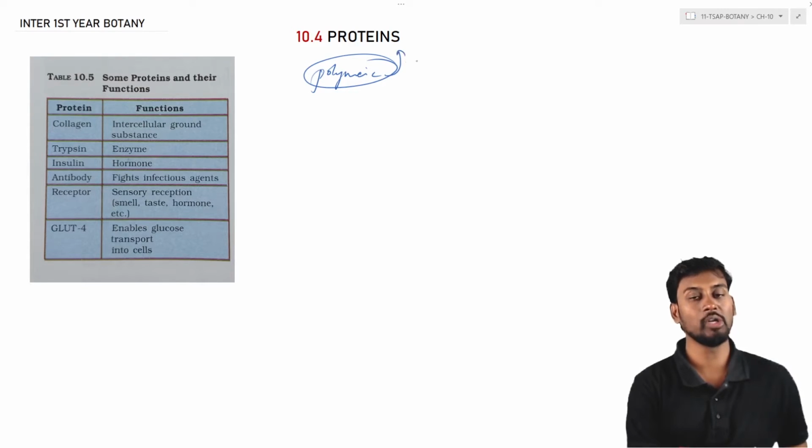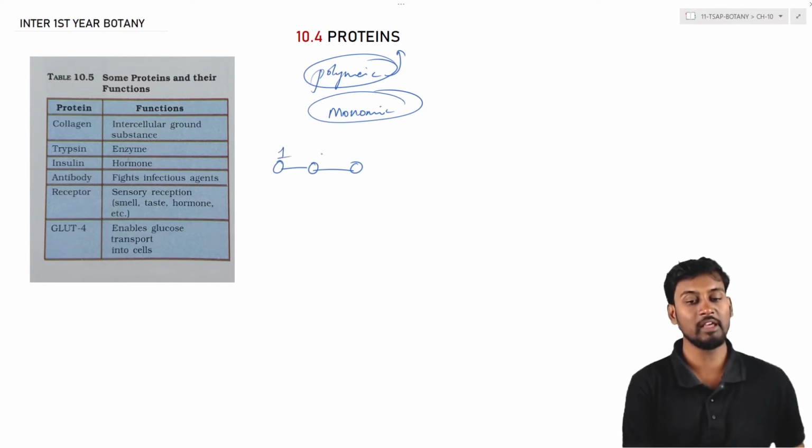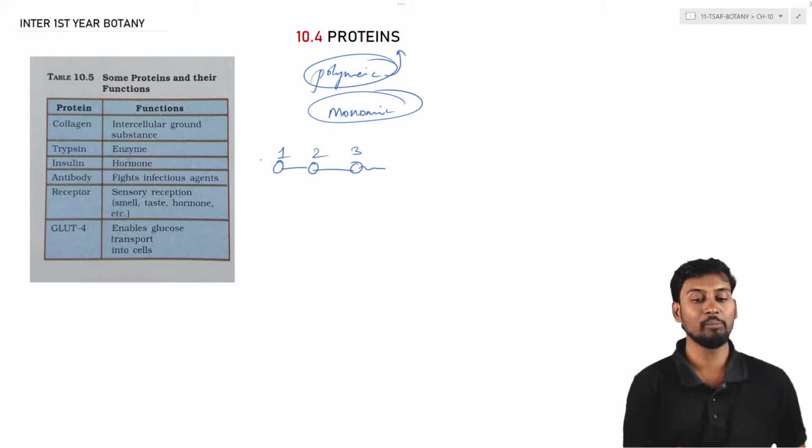So the proteins are the polymeric forms, but these polymeric forms are constructed by the joining of monomeric forms. So what are the monomeric forms here? The monomeric forms are the individual amino acids which are joined together. They are joined individually by a bond called the peptide bond. If you see here, this is the first amino acid, this is the second one, and the third one, and so on. Many amino acids are joined together to form a polymeric form, that is the proteins, and the bond between these amino acids is called the peptide bond.